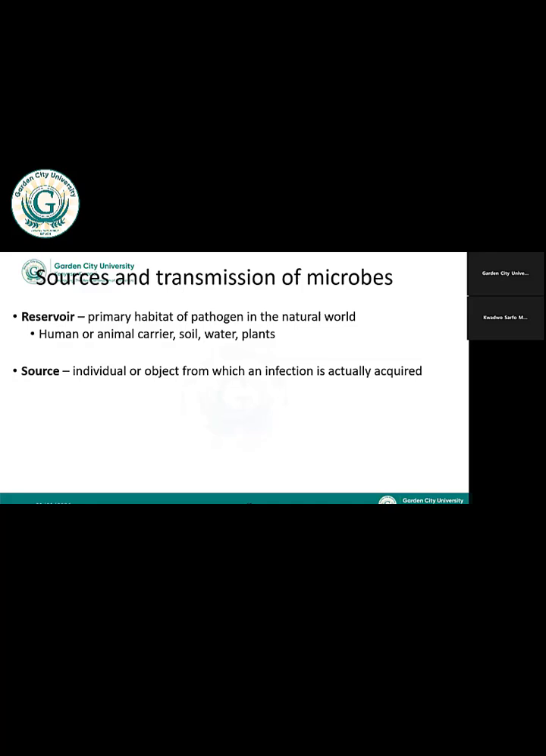There can be sources. Okay, so we can have a reservoir, which could be an animal, human being, soil, water, or plants, the environment. This is where the organisms are harbored. So the human being could be the reservoir.